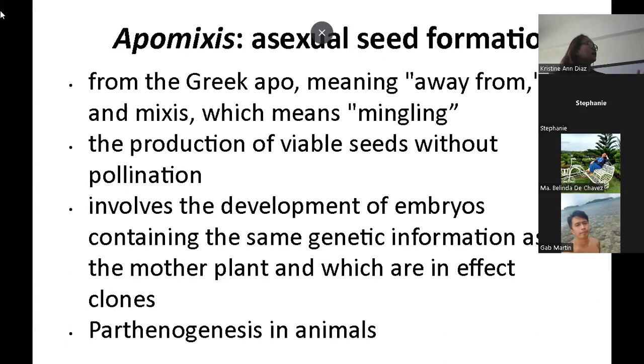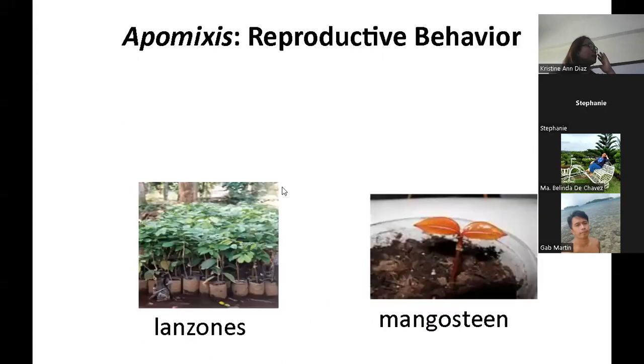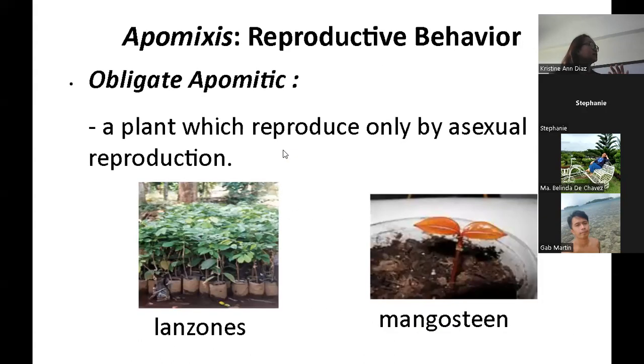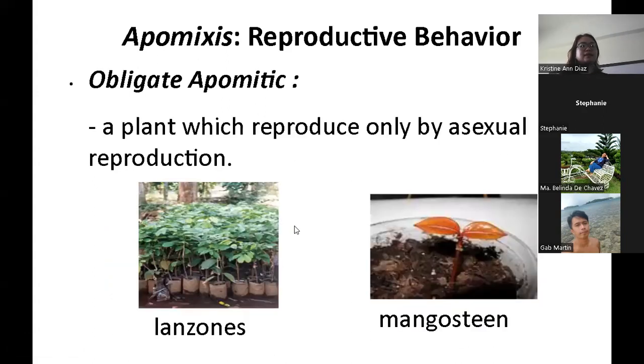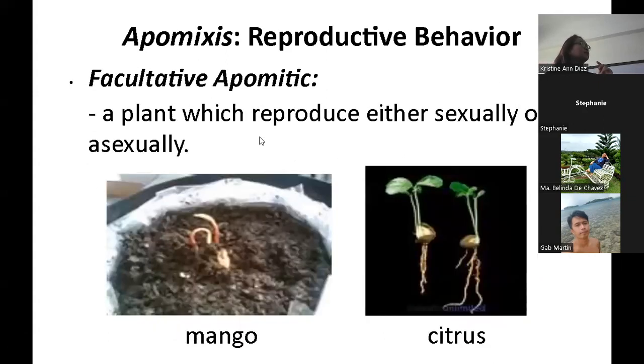In animals, apomixis is called parthenogenesis. It is like a clone. An example is the lanzones; it is obligate because the plant will reproduce only asexually. Lanzones and mangosteen have no sexual reproduction, they are only apomictic and asexual. Mango and citrus are facultative because they can be both sexual and asexual. So as you can see, two embryos are formed in one seed.